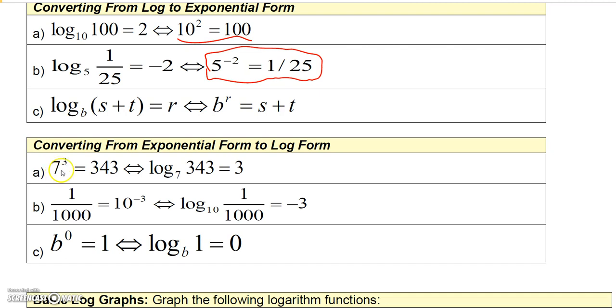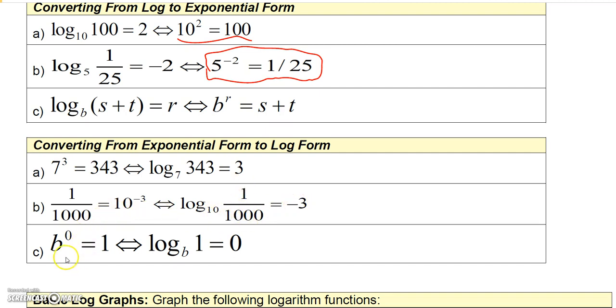So 7 to the third power is 343. You can easily verify that. So that would mean that if I took the log of 343 base 7, the result should be 3, because 7 to the third power is 343. Also, 1 over 1,000 is equal to 10 to the negative 3 power. So that means that if I took the log of 1 over 1,000 base 10, that should equal negative 3, because 10 to the negative 3 power is 1 over 1,000.